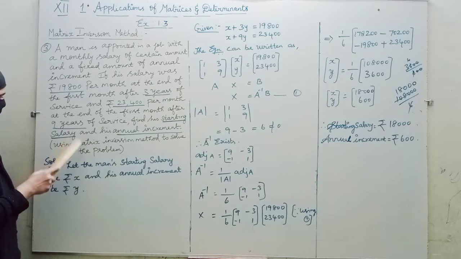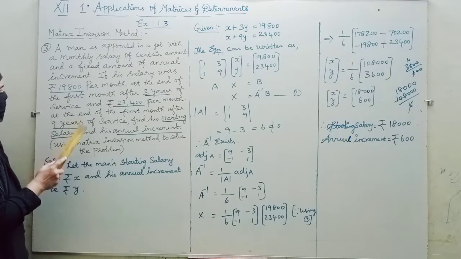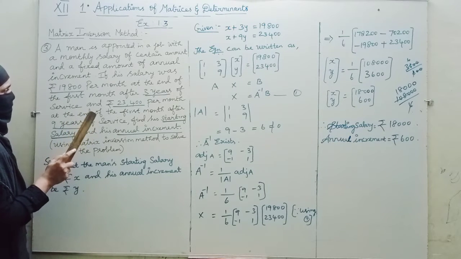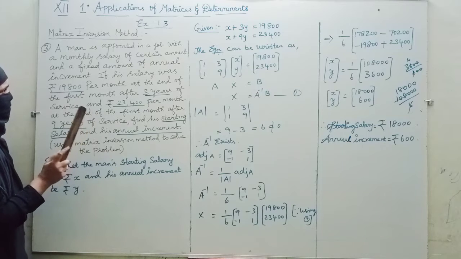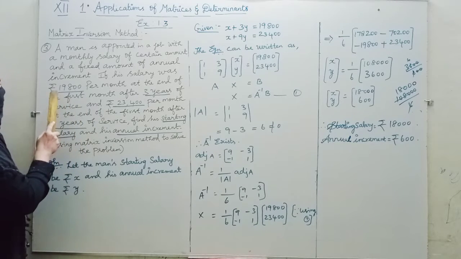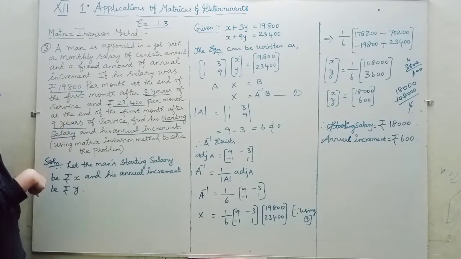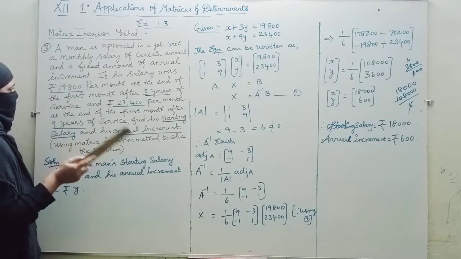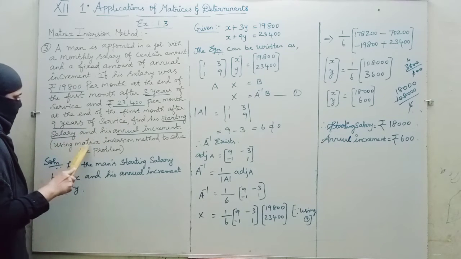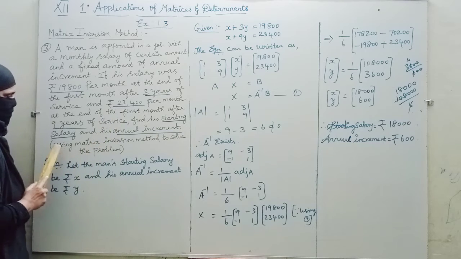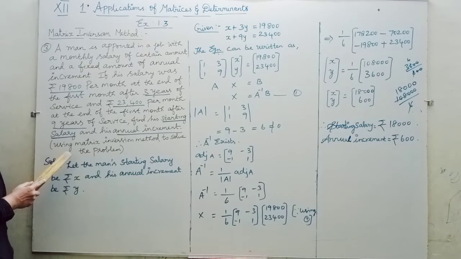In this question, mainly, you are not supposed to use the linear equation, the algebra method. x plus 3y equal to 19,800, x and x cancel. That is algebra, but they are asking us to use the matrix inversion method. To solve this problem, we want to use the matrix inversion method.